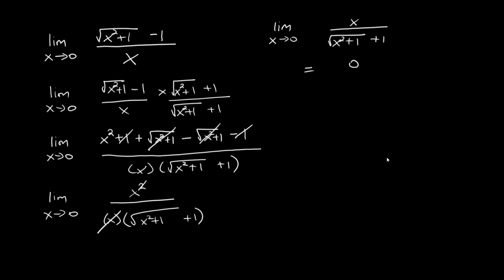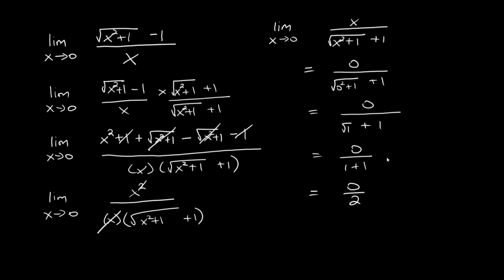So this becomes 0 divided by the root of 0 squared plus 1 plus 1. And so this becomes 0 divided by the root of 1 plus 1, or 0 divided by 1 plus 1. Final answer would be 0 divided by 2. And so that would just be 0.